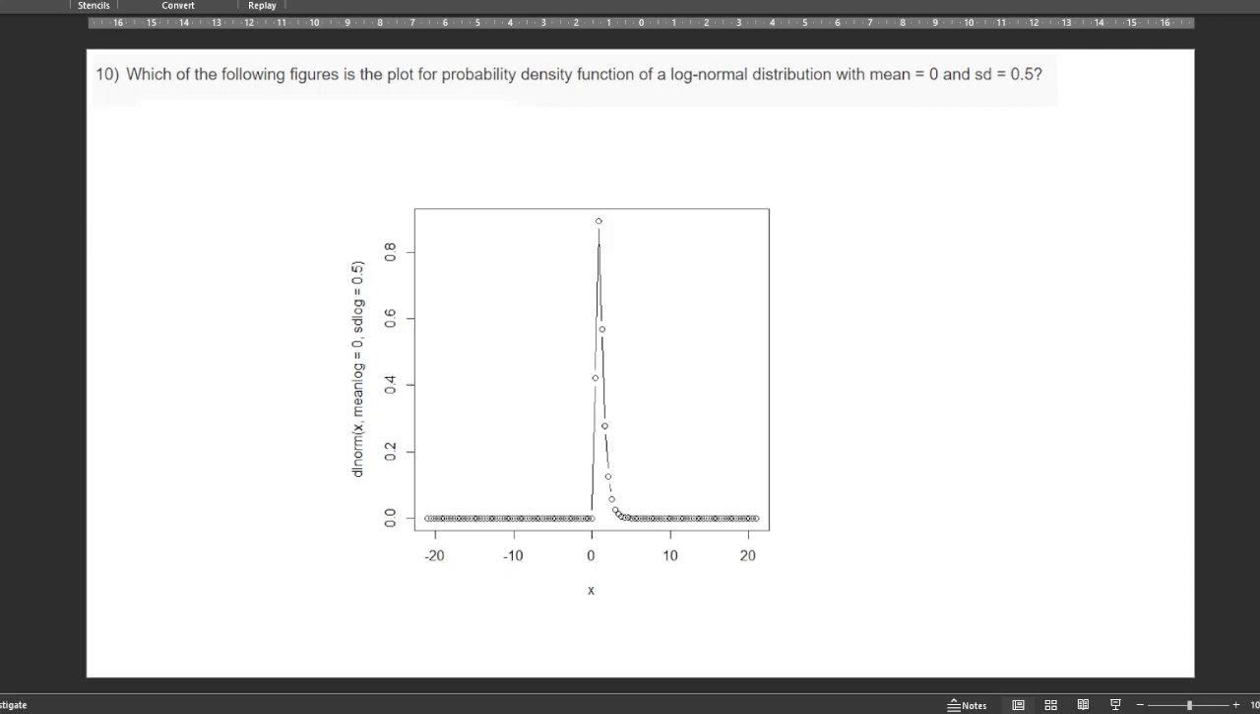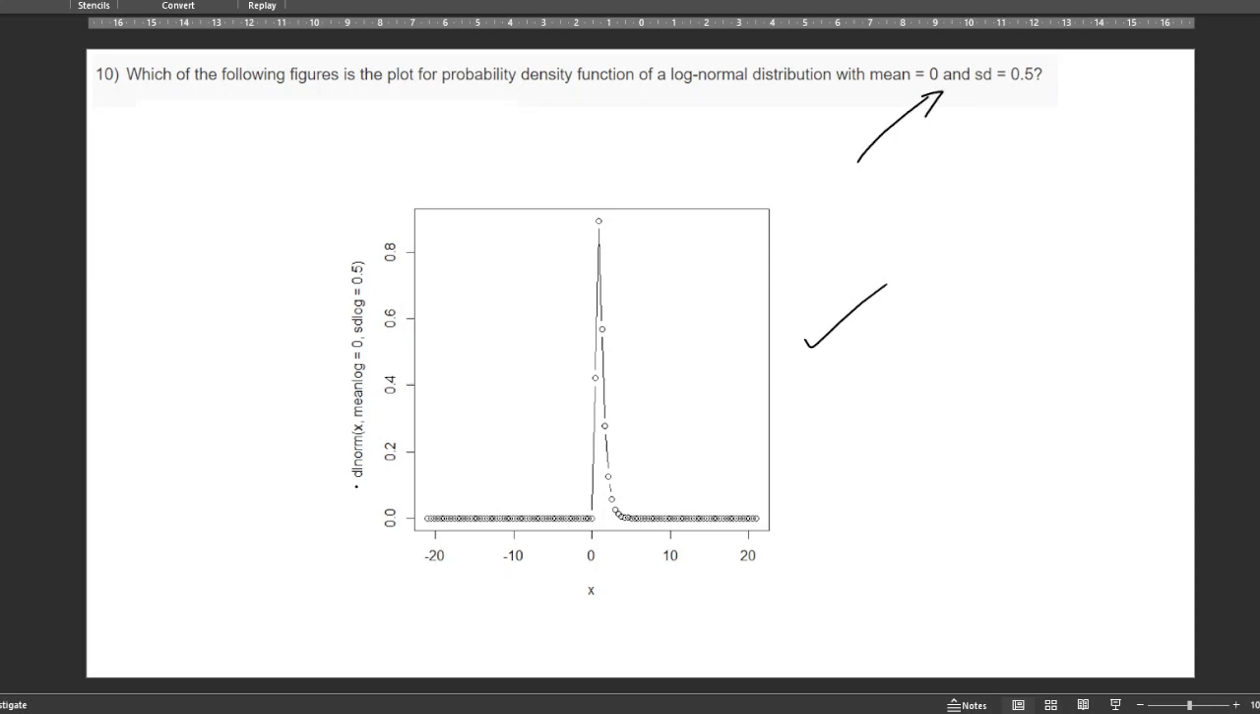Coming to the 10th question, it's similar to what we have seen before, but here they have given the mean equal to 0 and the standard deviation equal to 0.5. How would the curve be? Since it is 0.5, the curve is not symmetric, as it could have been with a standard deviation of 1. It has variation along one particular direction. So this is the plot corresponding to the given mean and standard deviation.